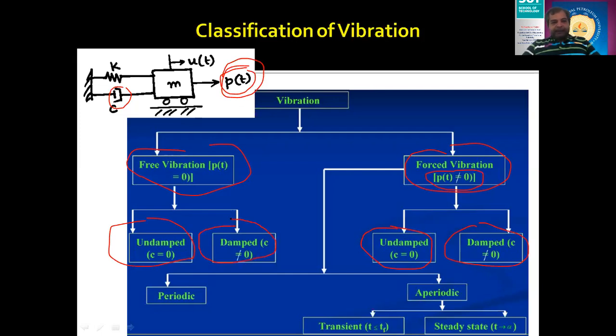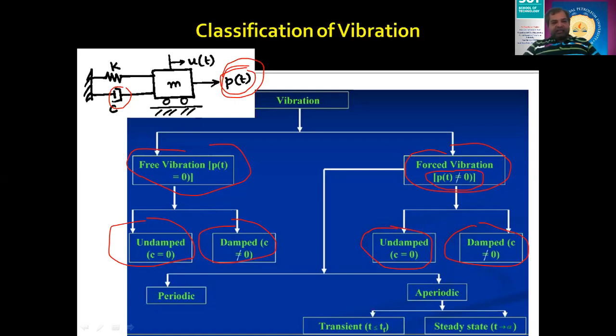If you are putting in a value of damping, so this damping value is not equal to 0, then this particular vibrating system will stop after some period of time. So basically, if I take C not equal to 0, then I have some value of damping, and P of T is equal to 0, then the particular system is known as damped free vibration.